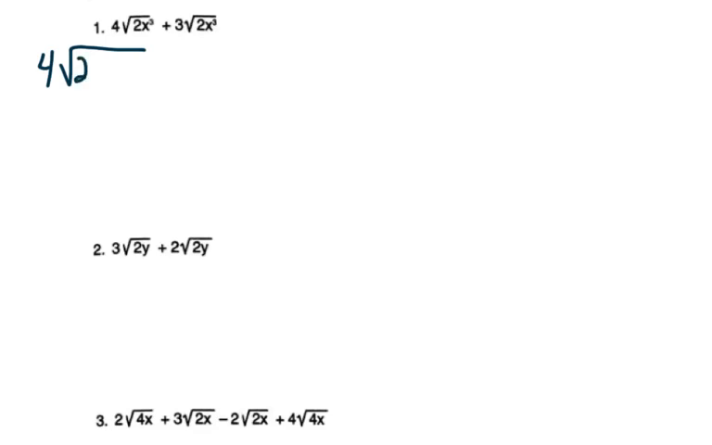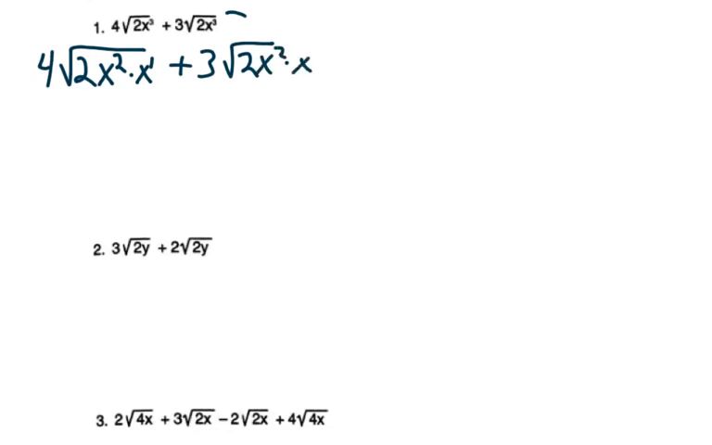Now 2 I can't do anything with, but x to the third has an odd exponent. We've already learned that you break that up, make it an even, and turn that into a 1. Plus 3, do the next one. So that's the square root of 2 x squared times x.